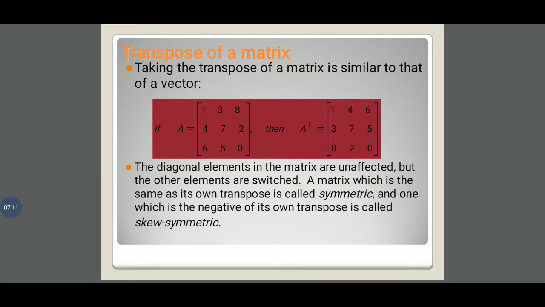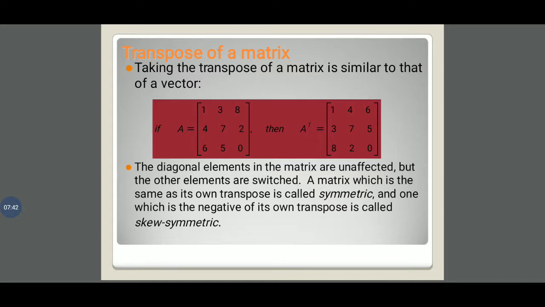Suppose we consider an example of 3 by 3: 1 3 8, 4 7 2, 6 5 0. That is the first matrix. Then for the transpose, we have to interchange columns with rows. We take the first column as the first row: 1 4 6. Next 3 7 5, sorry, next 3 7 5, then 8 2 0. This is the transpose, and the symbol is A raised to T.